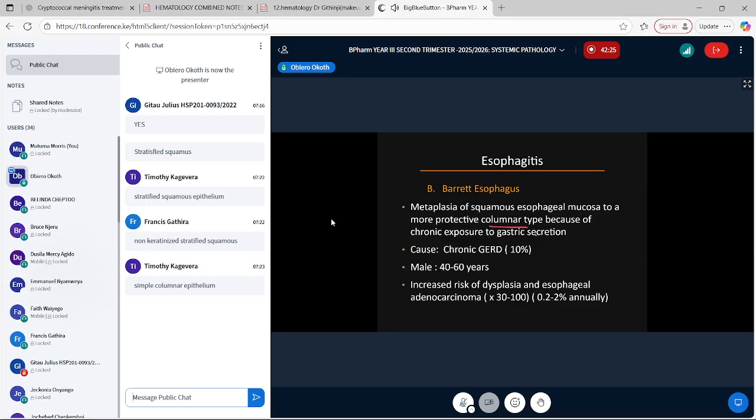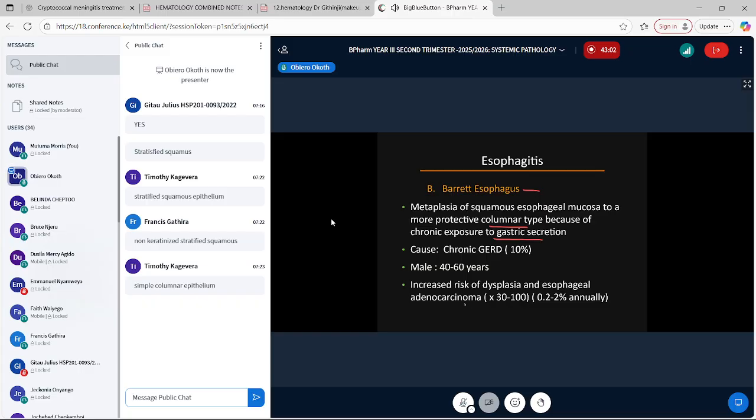Because one of the ways the stomach survives the acidity is by producing mucus by goblet cells. So you change the squamous mucosa to a more protective columnar type, because of the chronic exposure to gastric secretion. 10% of patients with chronic GERD will have Barrett esophagus, normally males, 40 to 60 years. Normally this leads to dysplasia, and eventually esophageal adenocarcinoma.